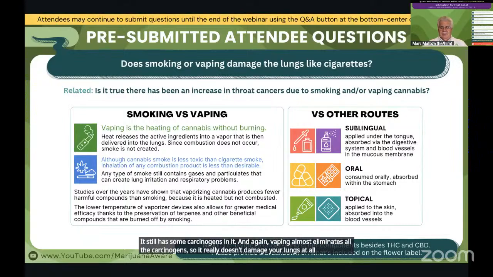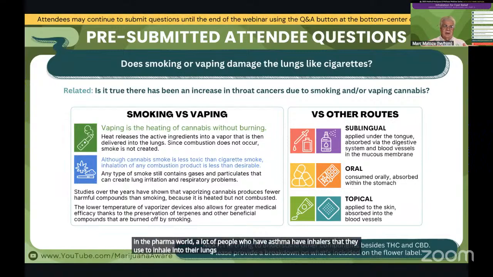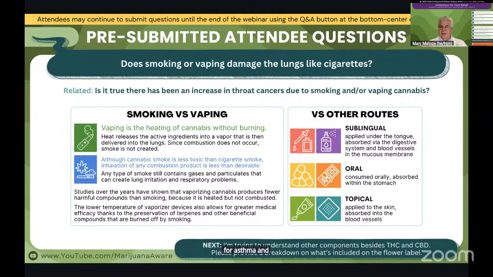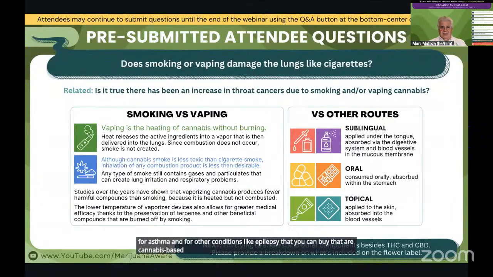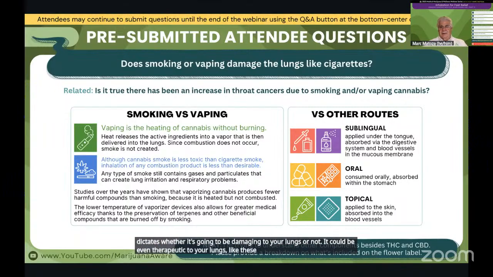And I should point out that in the pharma world, a lot of people who have asthma have inhalers that they use to inhale into their lungs, and it provides medical relief to the inside of their lungs. And actually, there are inhalers for asthma and for other conditions like epilepsy that you can buy that are cannabis-based. So with cannabis or marijuana entering your lungs, the method being used dictates whether it's going to be damaging to your lungs or not. It could even be therapeutic to your lungs, like these inhalers that you see available on the market.